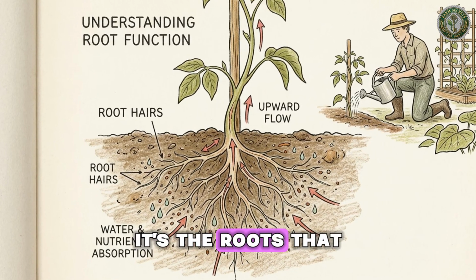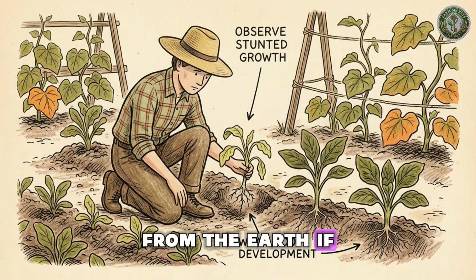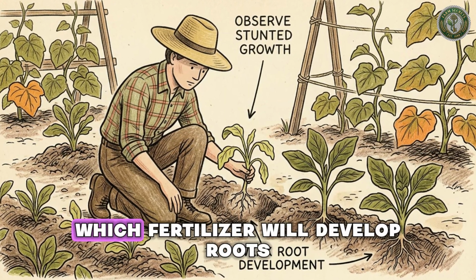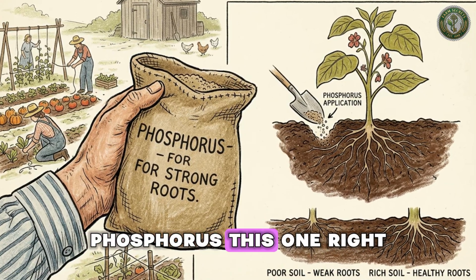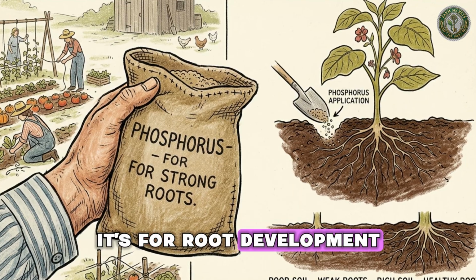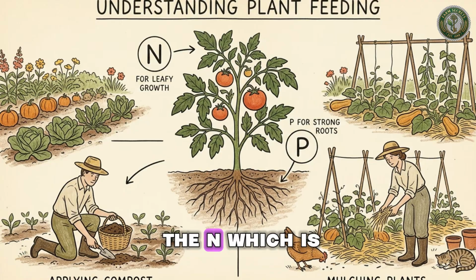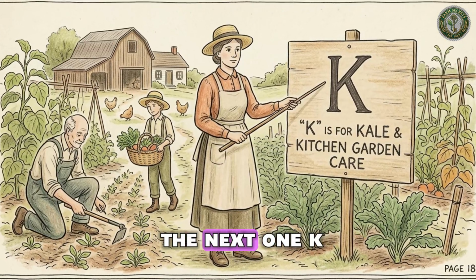Why? It's the roots that absorb water and nutrients from the soil. If the plant doesn't develop roots, it doesn't grow. So, which fertilizer will develop roots? Phosphorus. This one right here, guys, it's for root development, okay? So, all right. You already know two, the N, which is nitrogen, and the P, which is phosphorus. Let's move on to the next one.